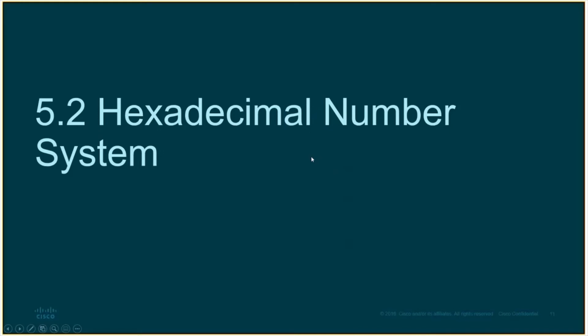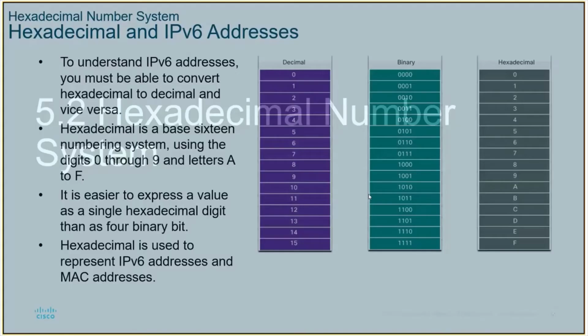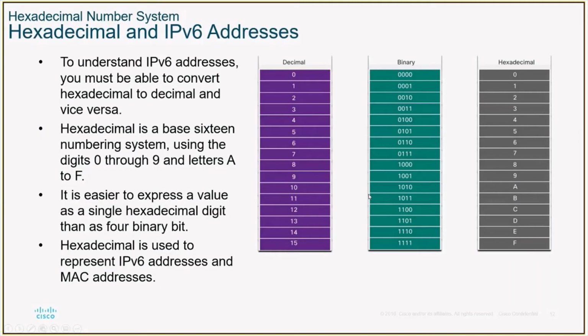Okay, so the hexadecimal numbering system. Of course, hexadecimal is how we display IPv6 addresses, but it's also used for MAC addresses as well. So to understand IPv6 addresses, you must be able to convert hexadecimal to decimal and decimal to hexadecimal.